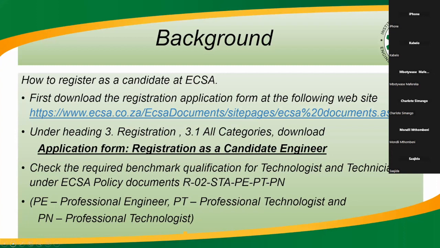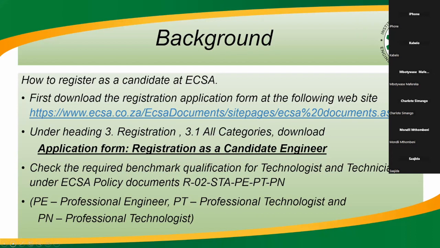This is quite a problem, but first you download the registration application form at the following website, www.ecsa.co.za. You go under the documents folder and the side page, and you scroll down to the documents. Under heading 3, registration, 3.1 of all categories, download the application form. It's written as registration as a candidate engineer. Please don't be misled by that: it's also for technologists and for technicians. You'll see just now while I show.